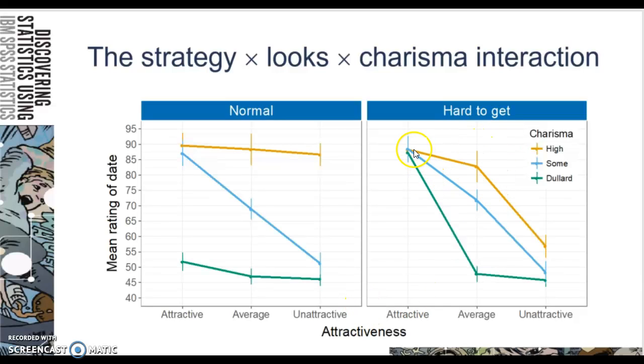Hard to get here, all of the people who played hard to get were attractive and had high charisma, some charisma, and a dullard were all rated high. Those who were average looking and a dullard were rated low compared to those who had high charisma and some charisma. And then here there's, again, some difference between those who were unattractive and a dullard, some charisma, and high charisma. So that is looking at your graphs and your different strategies between your interaction of strategy, looks, and charisma.